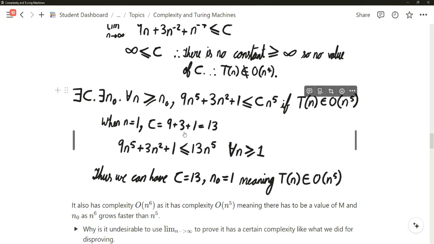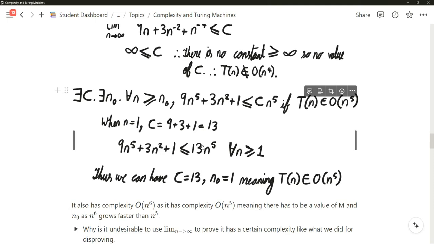With that value of c, 1 makes most sense to use. There are actually some cases where they'll tell you a value and you can't use 1, but we'll get to that later. Now what we can do is sub the value of c back into our original equation. So 9n to the 5 plus 3n squared plus 1 is less than or equal to 13, which was the value of c, n to the 5. And if you look at this equation, as long as n is greater than or equal to 1, it's always going to be true. This side of the function, which is the actual number of seconds the machine is going to take, is always going to be less than this bound here.